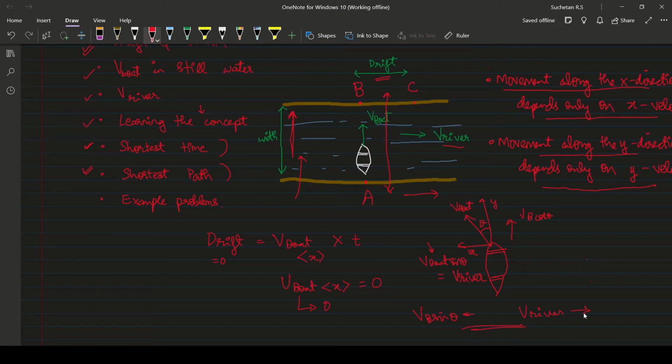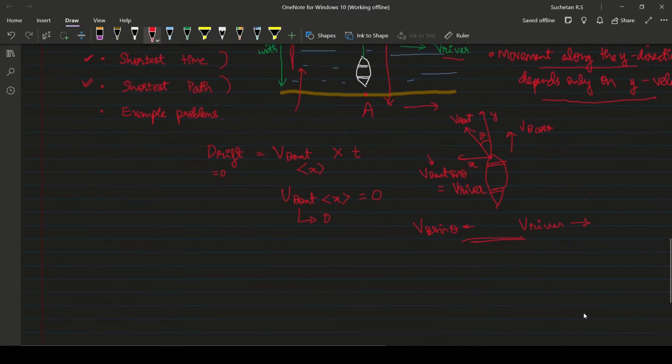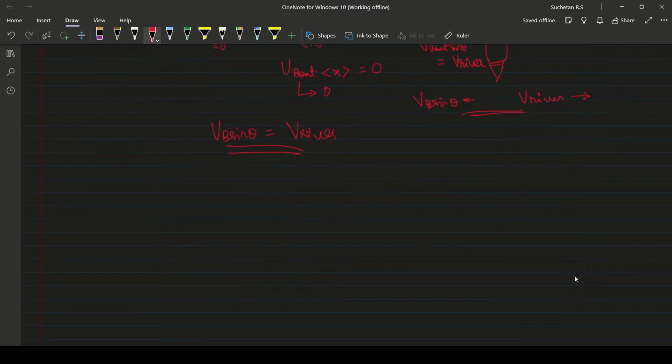So this was drift. The main idea of shortest path is that VB sin theta should be equal to the velocity of the river. Just remember this for shortest path. You need not memorize it because you know the concept now, but yes. Now, there is a small example. It's quite a tricky one, but I'm sure you'll be able to solve it.